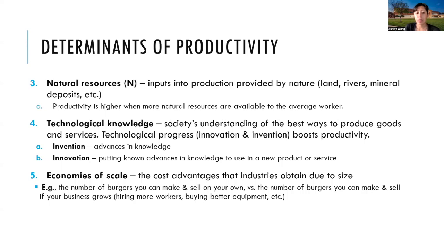Next, we have natural resources, and natural resources are any input to production that's provided by nature. So this could be land, water, mineral deposits, any resource that's coming from nature that we're using in production. And what we know, again, similarly to capital, is that when more natural resources are available, our productivity will be higher. Next, we have technological knowledge, and this is a big one. Increases in technology also improve our productivity. So, any sort of advance in knowledge, any new invention, or any innovation, any new application of existing technological knowledge is going to improve our productivity as a whole.